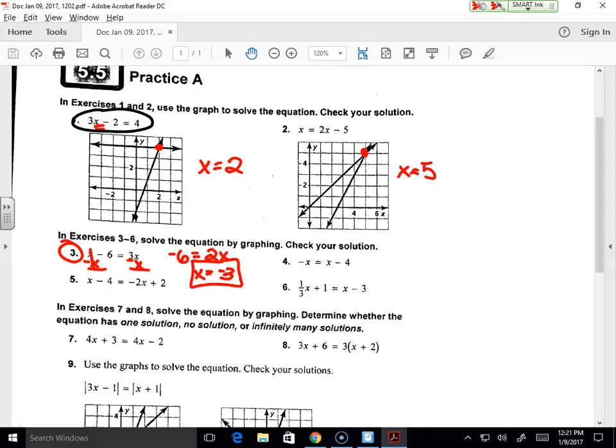Now hold on, here's the struggle. This section we were supposed to be using graphing. So help me out real quick. How can we use graphing in order to help us solve number 3? It's hard, so let's see if you got it. Jordan, what would you do?